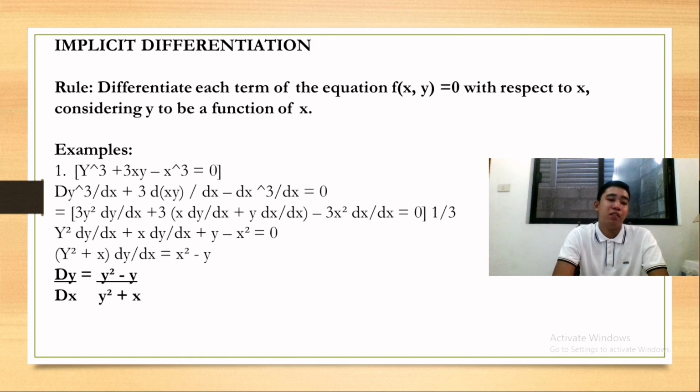y squared dy/dx plus x dy/dx plus y minus x squared equals 0. (y squared plus x) dy/dx equals x squared minus y. So the final answer is dy/dx equals (x squared minus y) over (y squared plus x).